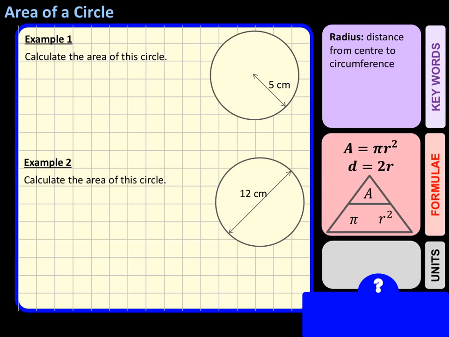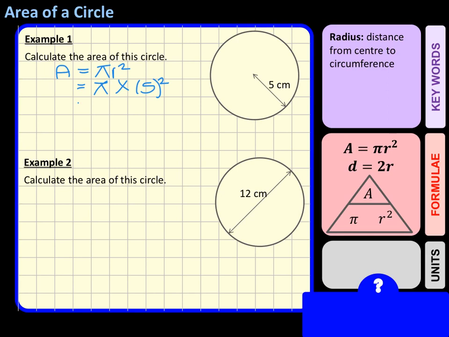Okay, so in example 1 we've got the area of this circle, so I suggest you pause the video and copy down the example as it is and then play it again to look at the working. In order to work out the area of this circle, we've got our formula triangle here, so covering up A tells us that we need to do pi times the radius squared. So we first of all write down our formula, A equals pi r squared, and then that's pi times the radius, which is 5, squared, and we know that this is a radius because it comes from the centre of the circle to the circumference.